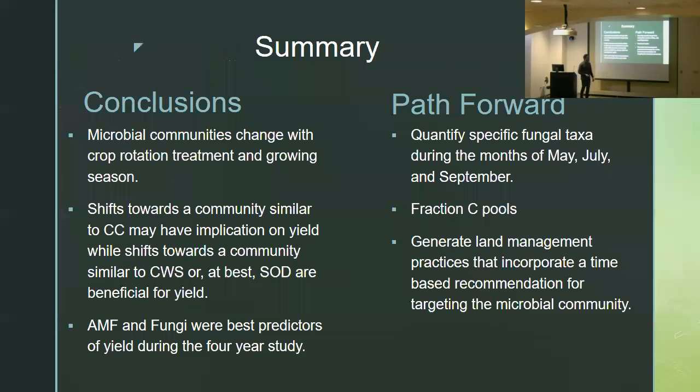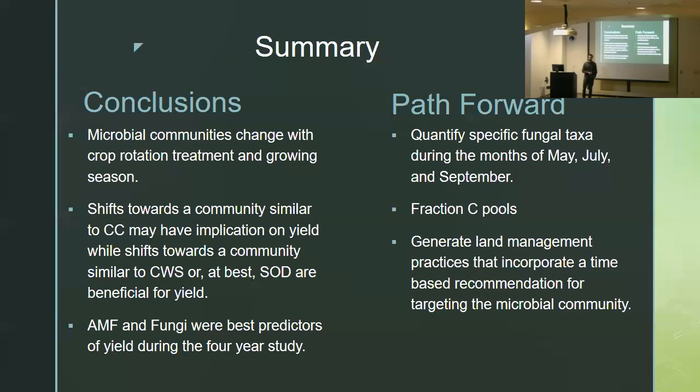So in summary, we show that microbial communities changed with crop rotation and throughout the growing season. We showed that a shift in microbial community in the CS treatment towards the CC might have implications on yield, while a shift towards a CWS treatment might be beneficial for ecosystem functioning and at best sod. The AMF and the fungi were the best predictors of yield during the 4 years of our study.